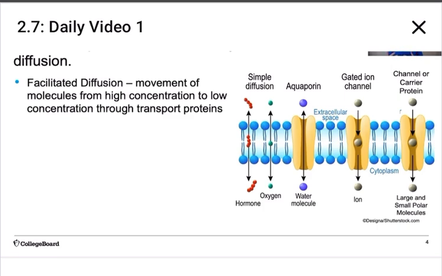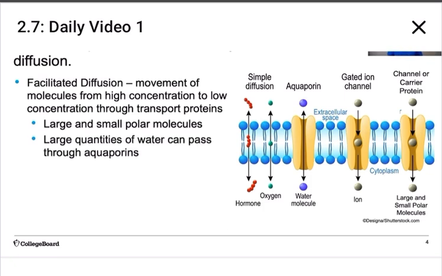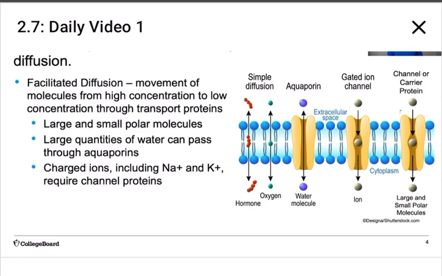Membrane proteins are necessary for facilitated diffusion. Facilitated diffusion is the movement of molecules from a high concentration to a low concentration through transport proteins. Large and small polar molecules need channel or carrier proteins to get across the membrane. Water in large quantities passes through aquaporins. Charged ions, including sodium and potassium, require channel proteins.